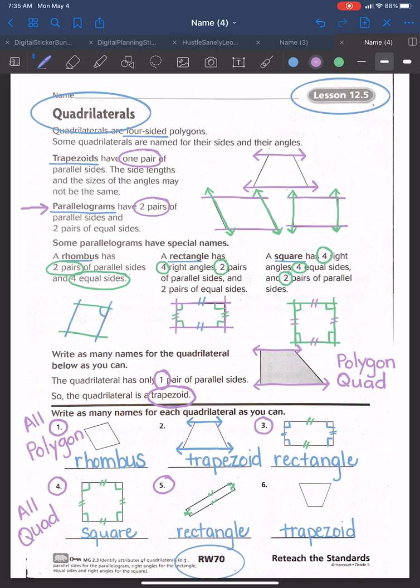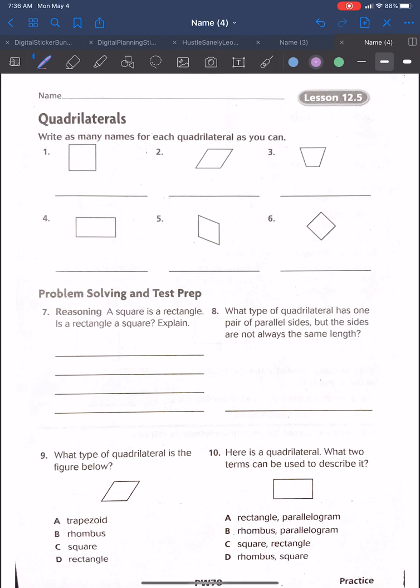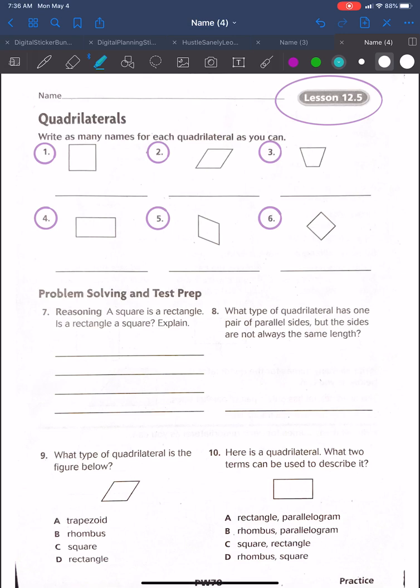You should continue practicing this skill using 12.5 PW70. You should practice using number 1, number 2, number 3, number 4, number 5, and number 6. Look very carefully at the directions for this page. It says write as many names as you can.